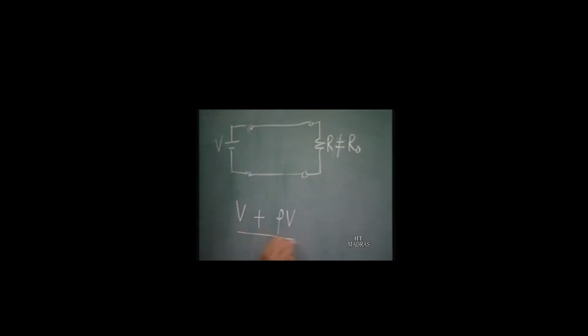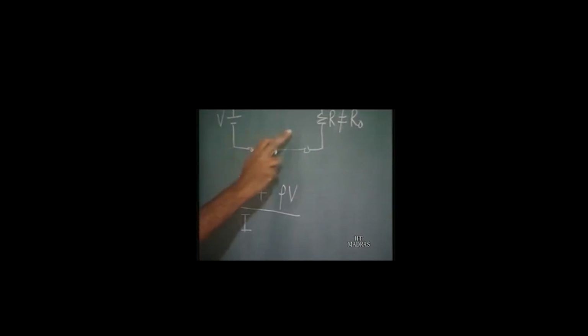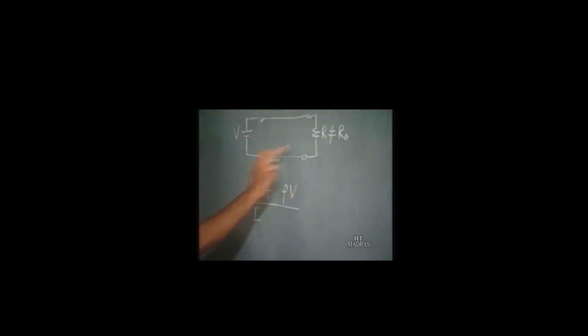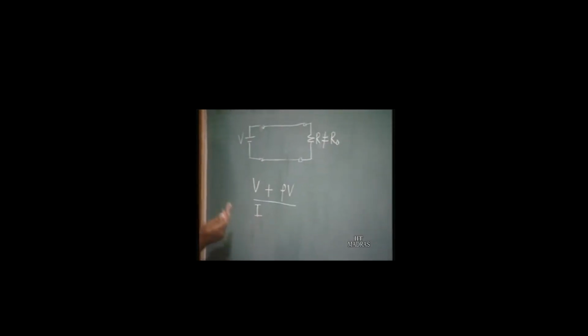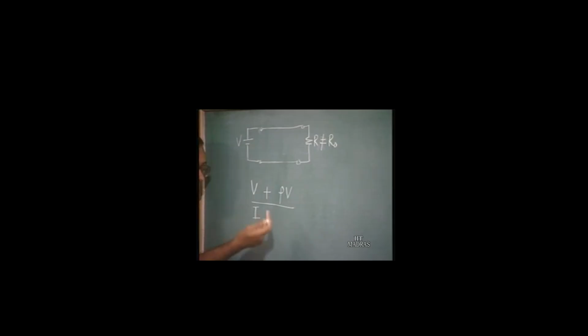Okay. And if the incident current at the load end is I, then the reflected current is rho I, but it is directed in the opposite direction to the incident current. So, it is going to be minus rho I.